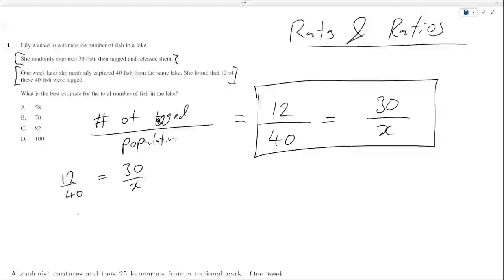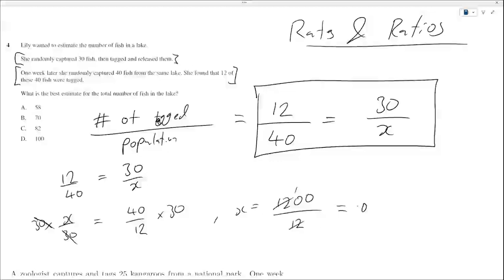Let's make life a little bit easier. Let's move the x to the left-hand side and flip these fractions, so we've got x over 30 equals 40 over 12. Fantastic. Let's solve for x. We multiply both sides by 30, and then we can cross that out from the left, and we get x equals 40 times 30, that's 1200 over 12, which simplifies to just 100. And that is going to be our answer here for question 4 of the 2022 HSC.